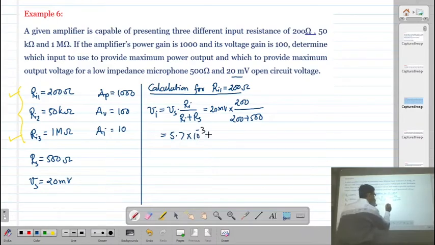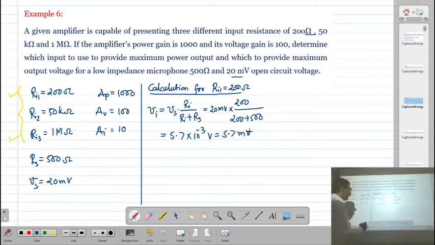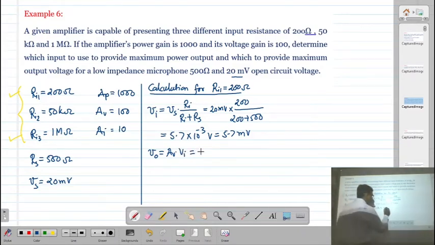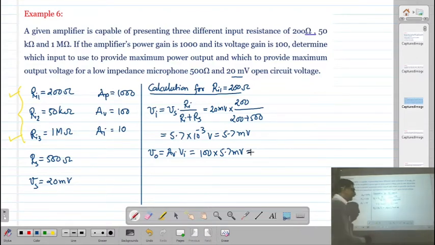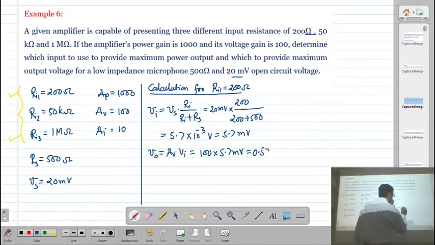5.7 into 10 to the power minus 3, or you can say 5.7 millivolt. So once I have calculated the input voltage, then I can calculate the output voltage. Okay? So how will you calculate this output voltage? Output voltage is given as voltage gain into input voltage. Voltage gain is 100. And my input voltage is 5.7 millivolt. So this output voltage of the amplifier will come out to be 0.57 volt.